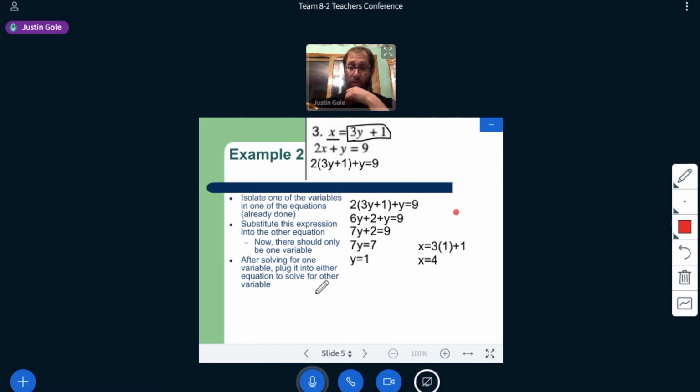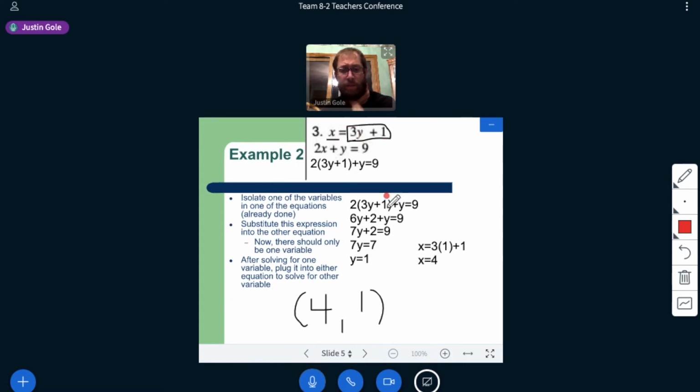So here we're going to wind up with an ordered pair. X is 4, y is 1. Our answer should always be in an ordered pair for a solution. So this is a little more difficult than the first one, but not much.